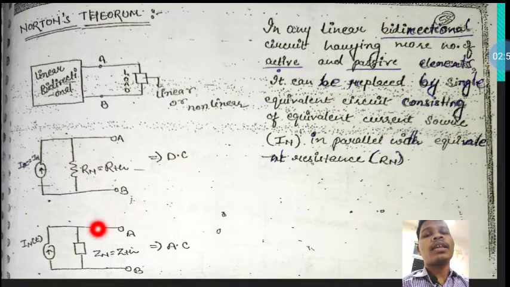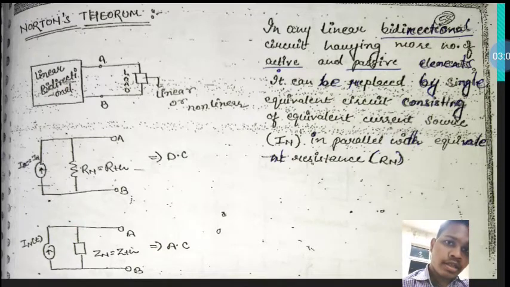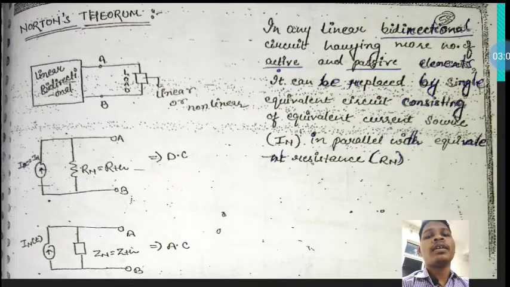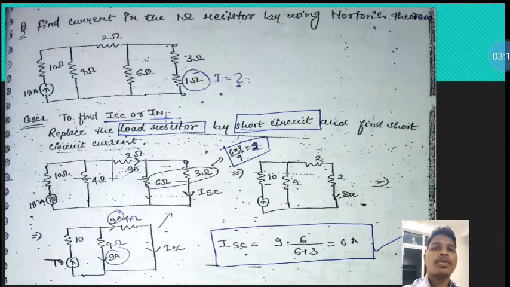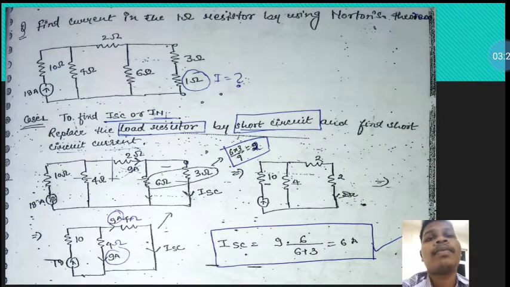For the AC case, the Norton impedance is equal to the Thevenin's impedance, and this is our Norton current. So this is for AC and this is for DC. Is it clear to you? Now let us come to the question part.